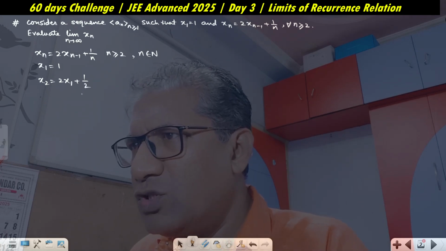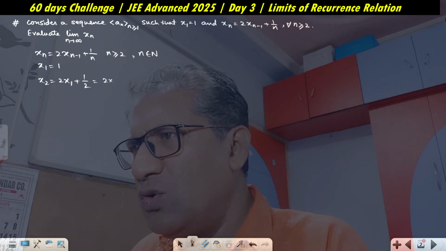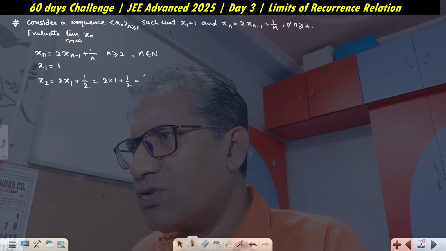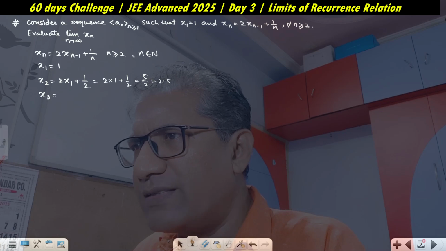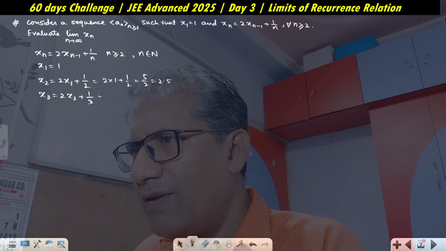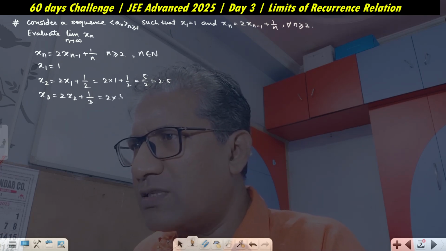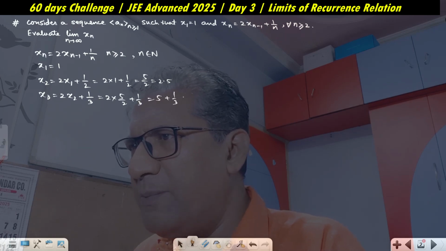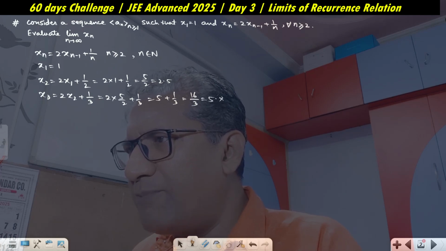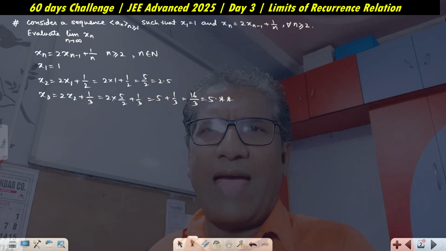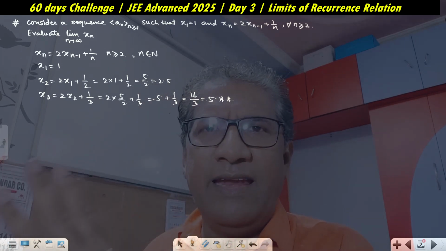So in this case, what are we getting? 2 into 1 plus half. That gives us 5/2, which gives us 2.5. Okay? Now, let me put n equals 3. So x3 equals 2 times x2 plus 1/3. That gives us 2 times 5/2 plus 1/3, which gives us 5 plus 1/3. So it is 16/3. That gives us 5 point something, right? I don't need to calculate. We can easily see that it is an increasing sequence.